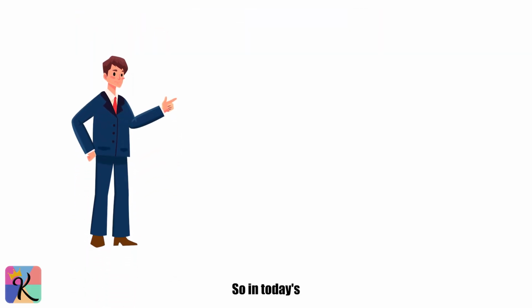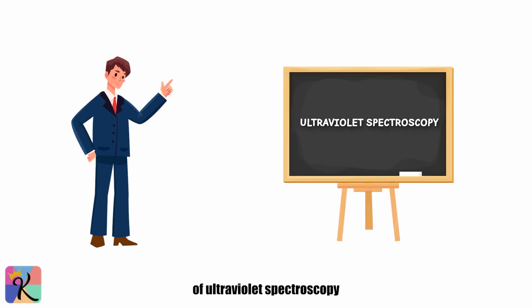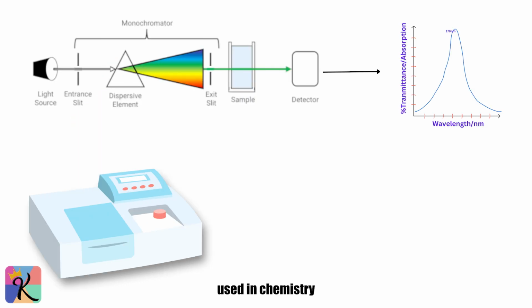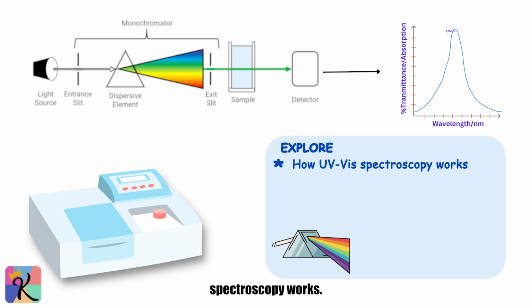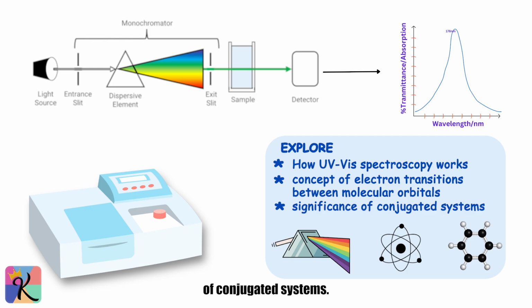Alright, so in today's video, we're diving into the world of ultraviolet spectroscopy, or UV-Vis spectroscopy, a powerful technique used in chemistry to study the electronic structure of molecules. We'll explore how UV-Vis spectroscopy works, the concept of electron transitions between molecular orbitals, and the significance of conjugated systems. By the end of this video, you'll have a solid grasp of the principles behind UV spectroscopy and its practical applications in organic chemistry. Let's jump right in.